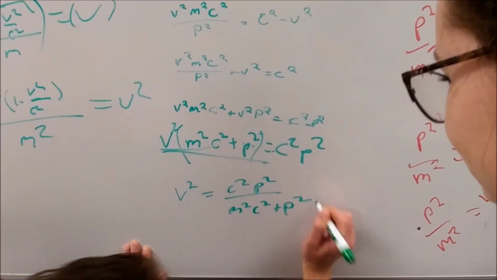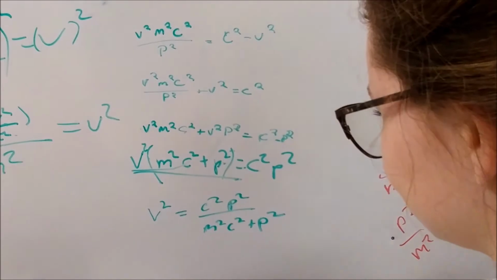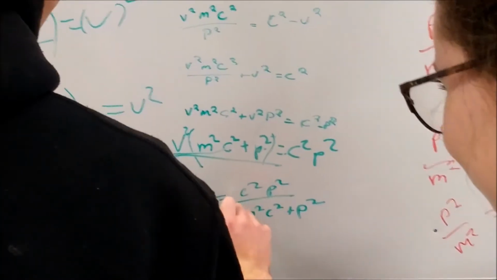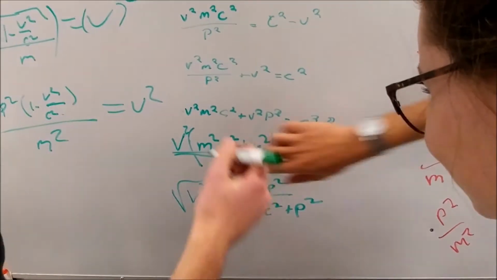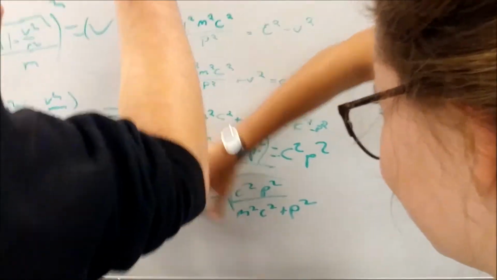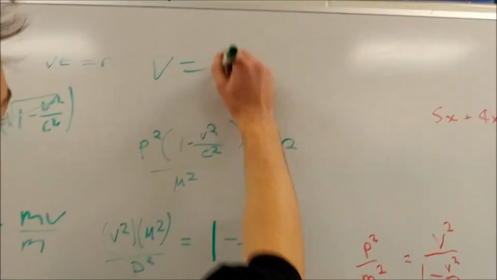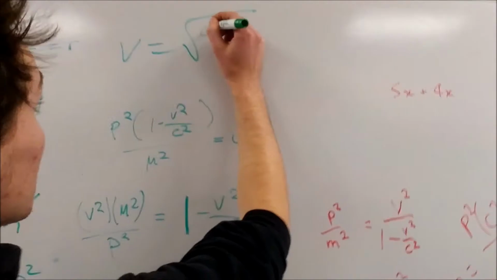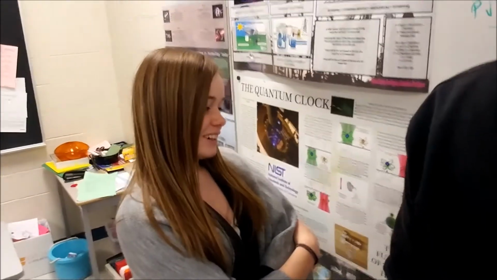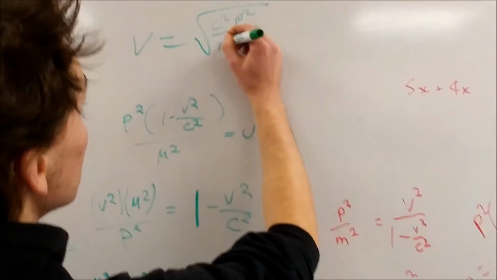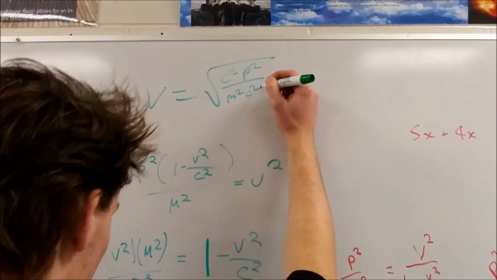Squared plus v squared, and then square root the whole thing because you want to make it equal to v. So v equals root c squared p squared over m squared c squared plus p squared.